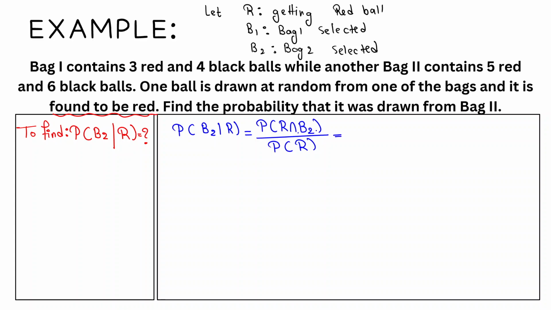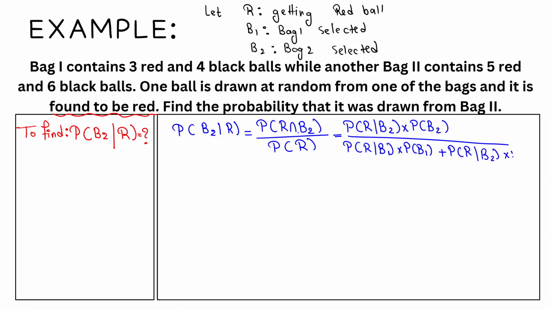Now in the numerator, by using that formula, note 1, we can write it as probability of R given B2 into probability of B2. In the denominator, I have used the total probability theorem, which states that probability of R, given it is from B1, I multiply with probability of B1, plus probability of R given B2 multiplied with probability of B2. Since the formula is difficult to remember, go by the proof.